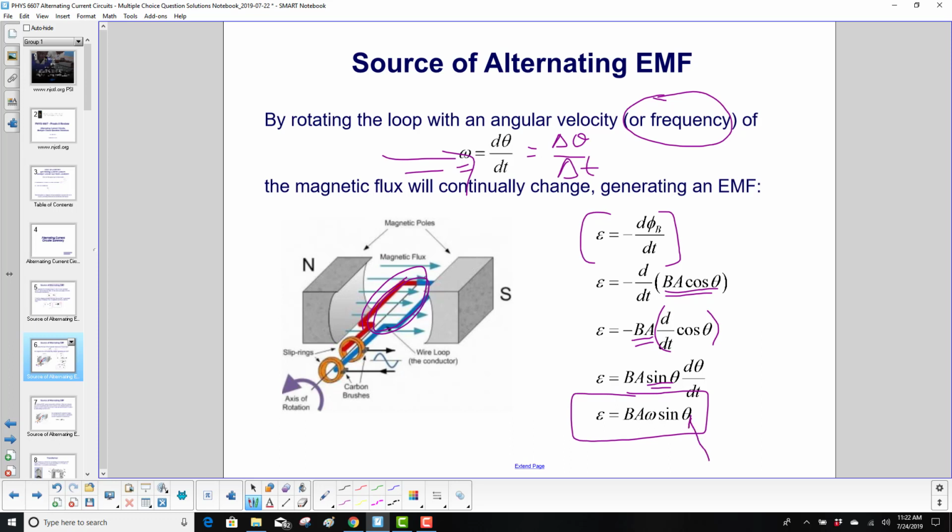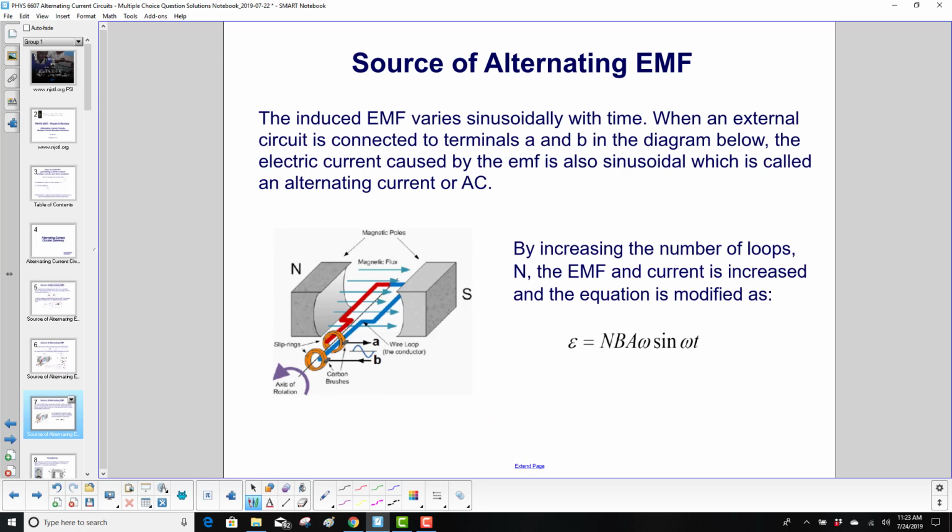Theta keeps changing, so the voltage will keep changing as sine theta. So the voltage will do something like this. It's a sine curve, and that's our alternating current. The induced EMF, which was shown on the last slide, varies sinusoidally with time. It's a function of sine theta, so we say sinusoidal.